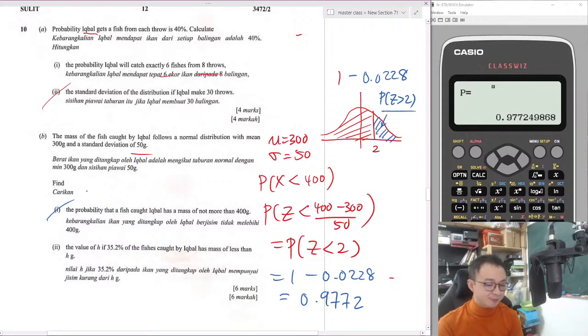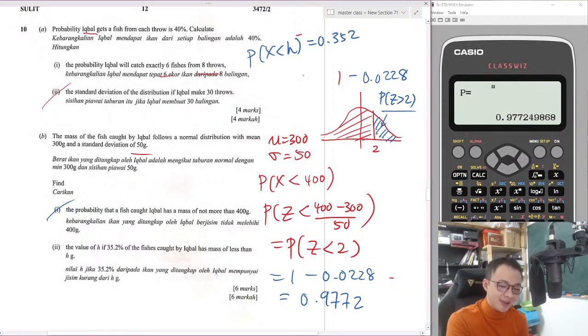Then part B, the question says find the value of H if 35.2% of the fish caught by the bar have mass less than H. So X less than H equals 0.352. Okay, 35.2% divided by 100, then you will get this. Definitely if I do it myself, I will use a calculator, but you also need to know how to do it manually.